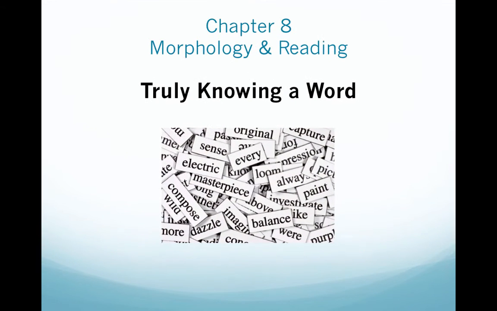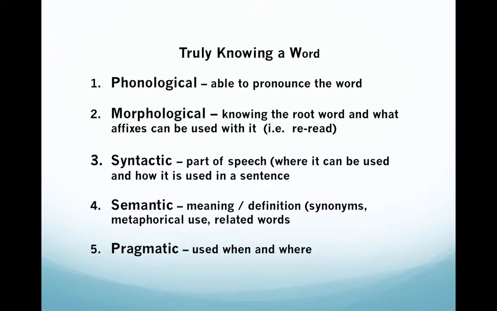This lecture is about Chapter 8 in Essential Linguistics, Morphology and Reading, with a focus on what it means to truly know a word. Truly knowing a word means you need to be able to pronounce the word. That is, you need to know its phonological aspects. You need to know the morphological part of it, knowing the root word and what affixes can be used with it.